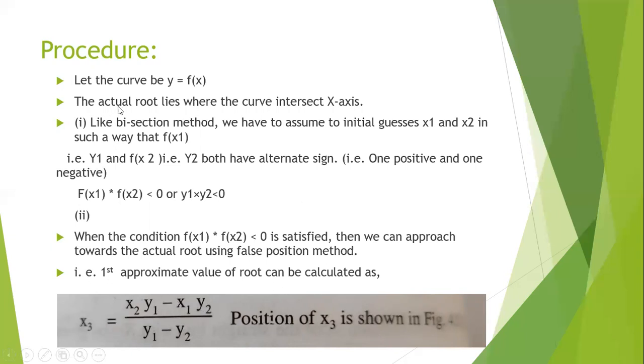Again repeat this for all the terms. Check f of x1 into f of x3 is less than 0, then take the next guesses for the next iteration, that is x1 and x2, and from this we can find the exact root of the equation.